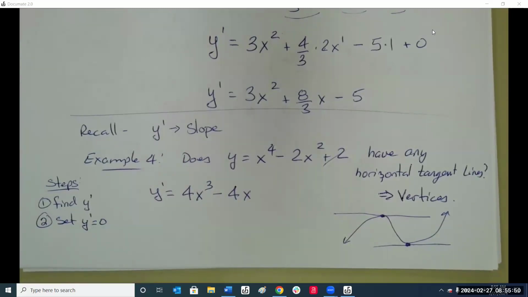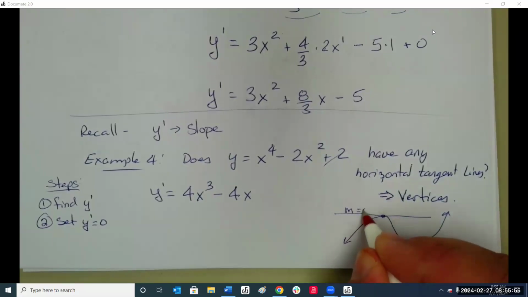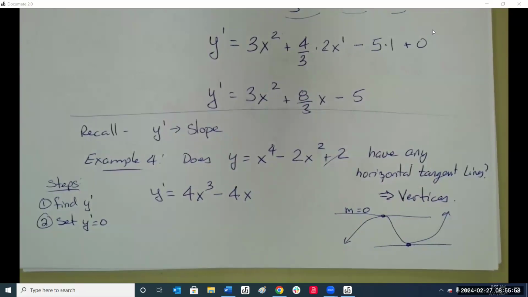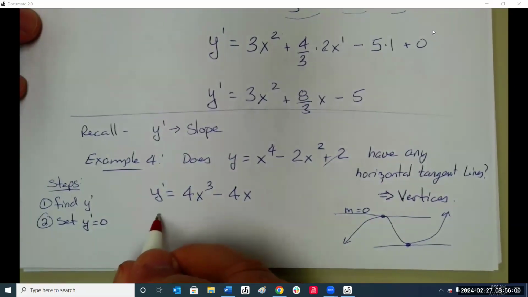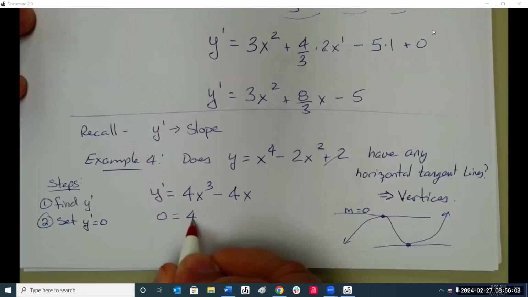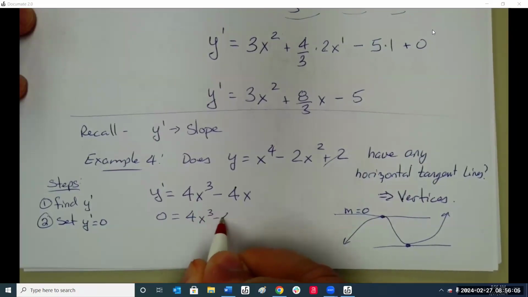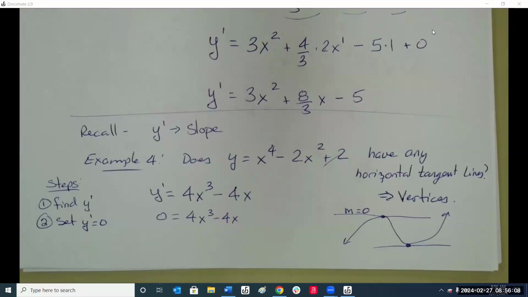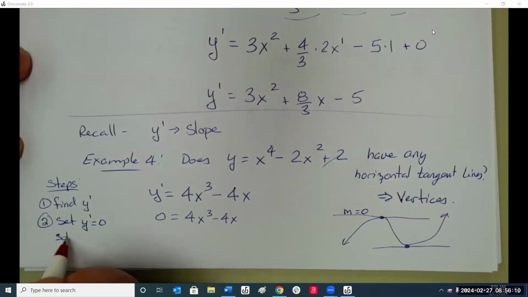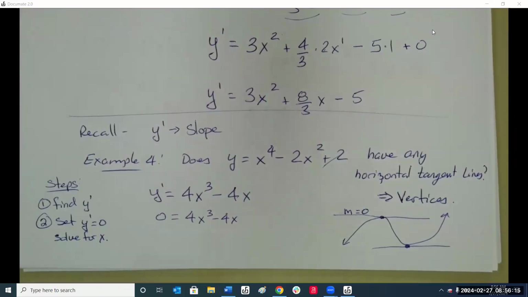Because the horizontal line has what slope? The horizontal line has slope 0. So we set the derivative equal to 0 and solve for x. Those are the x's where the vertices are, the highest or lowest points. So how do you solve this one?